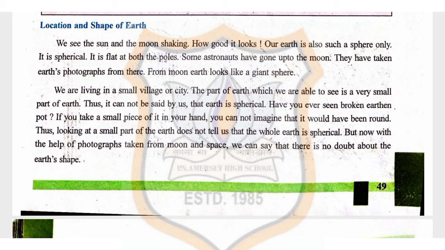Have you ever seen a broken earthen pot? If you take a small piece of it in your hand, you cannot imagine that it would have been round. Thus, looking at a small part of the earth does not tell us that the whole earth is spherical. But now, with the help of photographs taken from the moon and space, we can say that there is no doubt about the earth's shape. Now, students, I will explain the further topic in my next video.